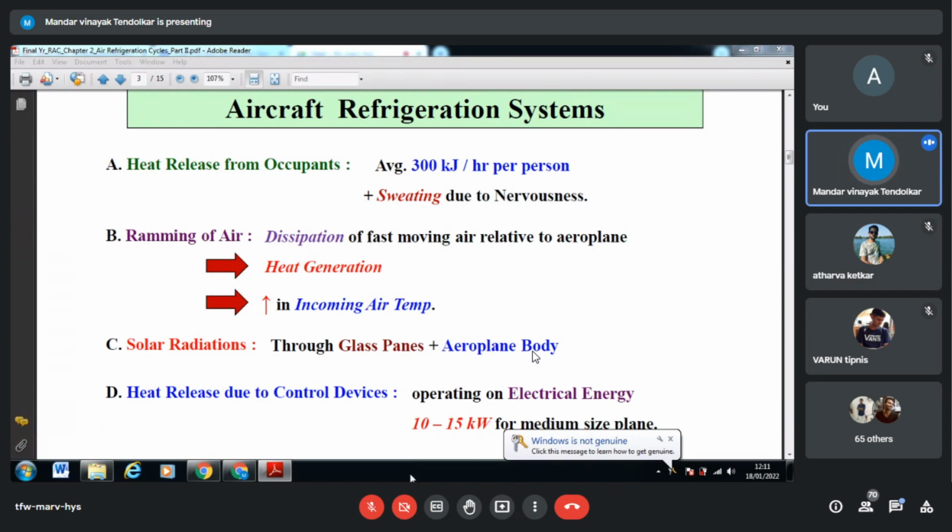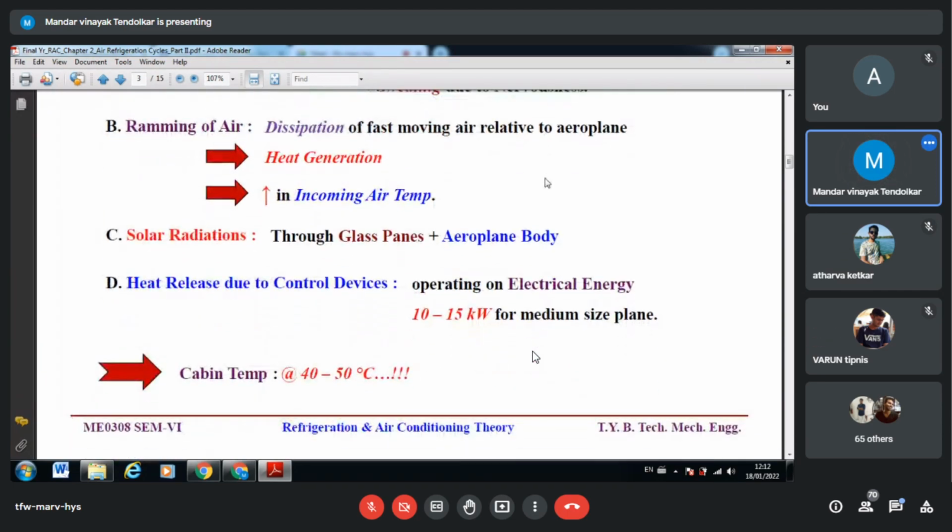for a medium size plane, if you take any. Airbus or Boeing are quite large, but even if you consider a medium size plane, it is 10 to 15 kilowatt, like per second. And let's say you are traveling 16 hours direct, Mumbai to New York. A tremendous amount of energy is getting liberated. So the cabin temperature can reach up to that of Nagpur. Okay, it's not so simple to imagine.